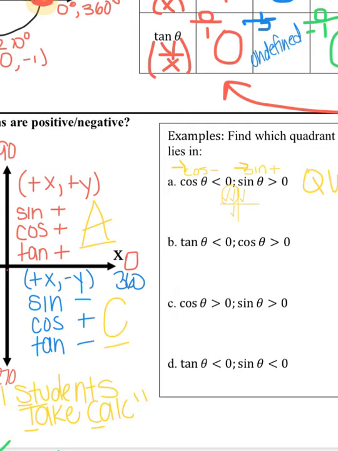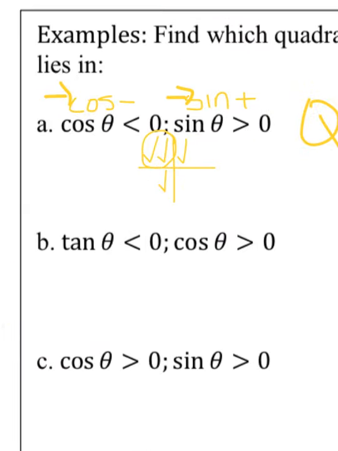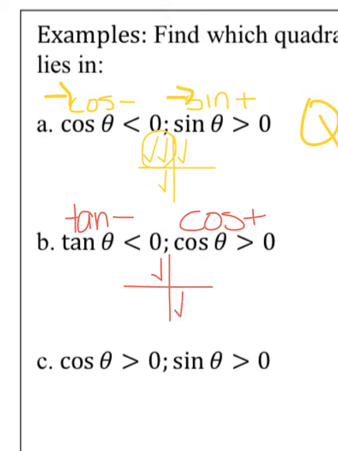Letter B. Let's just try a few more. Tangent of theta is less than 0. Less than 0 is negative. Cosine of theta is greater than 0, so positive. So if I draw my chart, tangent is negative. In quadrant 1, all of them are positive, so not quadrant 1. In quadrant 2, only sine. If only sine is positive, that means that tangent's negative. In quadrant 3, only tangent's positive. Well, I want to know where tangent's negative. In quadrant 4, only cosine is positive, which means that tangent has to be negative.